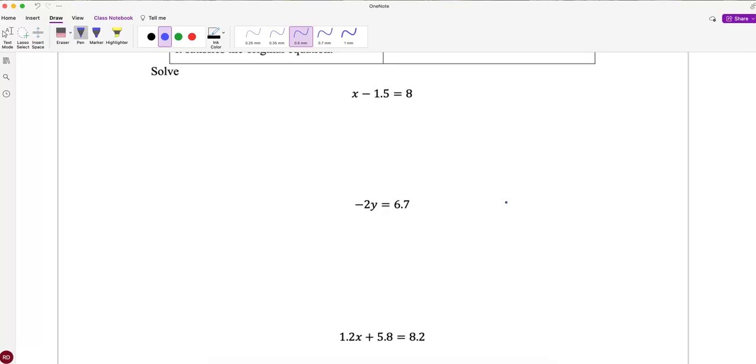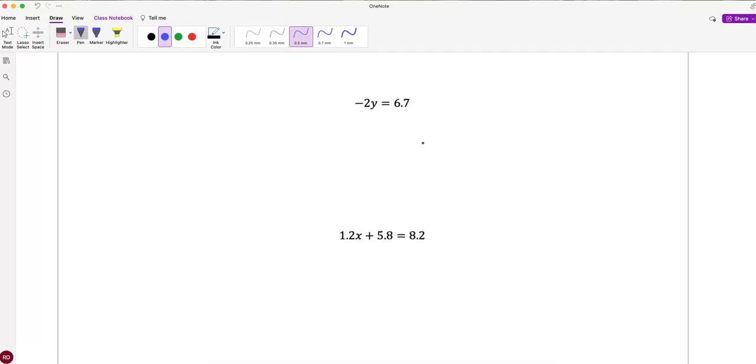Now let's look at this one. So there's nothing new here. I've just got a decimal number involved. I still have the same goal, getting everything with an x on one side, everything without an x on the other. I can do this by adding 1.5 to both sides, and that just gives me x equals 9.5.